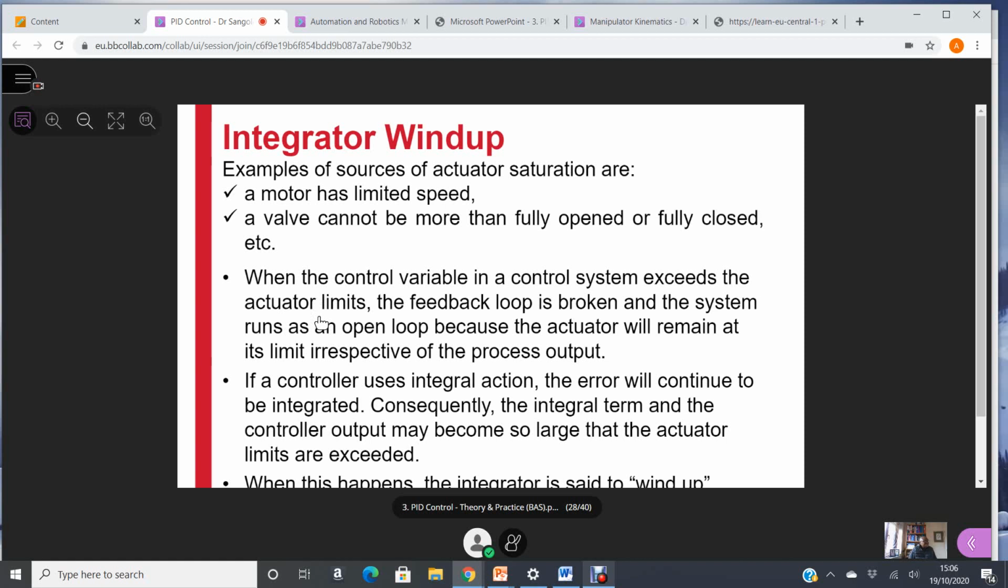So how does this non-linearity in an actuator affect PID control behavior? When the control variable in the control system exceeds the actuator limits, effectively what that means is the feedback loop is broken because the actuator cannot supply what the controller is asking for. So during that period when the limits are exceeded, the system runs in open loop because the actuator will just remain at the limit, irrespective of what the process output is or what the controller is asking the actuator to do.